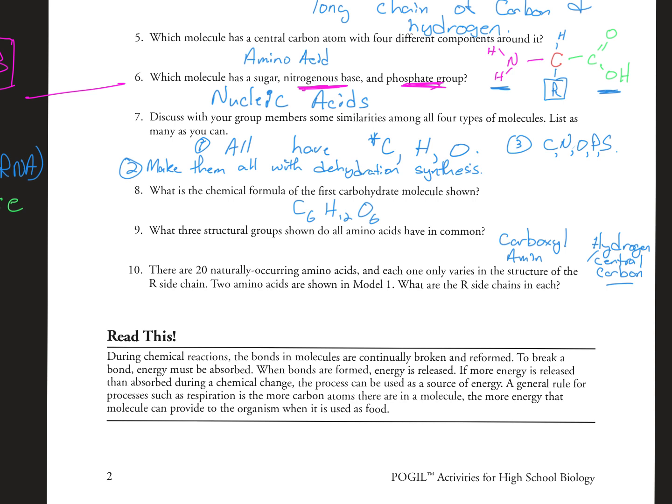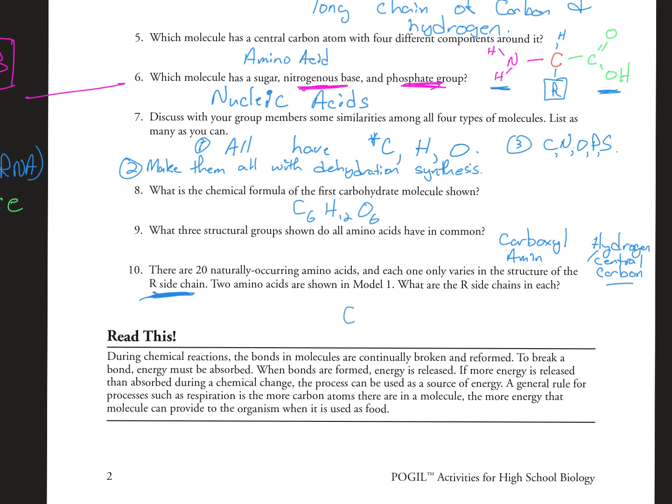There are 20 naturally occurring amino acids, and each one only varies in the structure of the R chain. There's that R group or R chain, right? 2 amino acids shown in model 1. What are the R side chains in each? Well, one is CH3. That's the R chain. To draw it out, it would be 1 carbon.